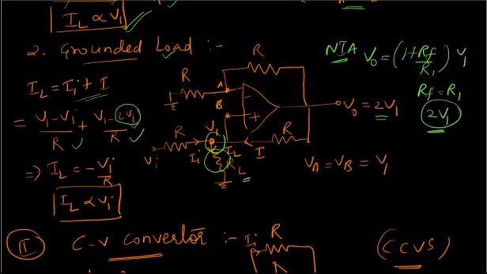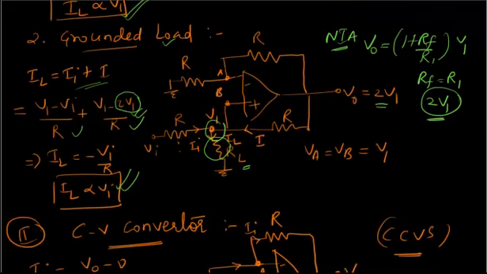So coming back to this equation, now if you put the values, you will get this. Finally, you will get IL is proportional to VI. So it's the same result. So this is also a voltage to current converter.